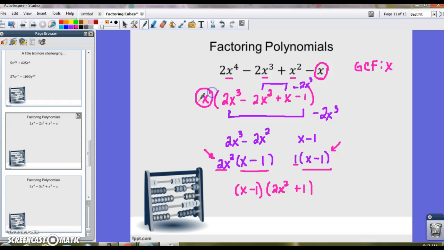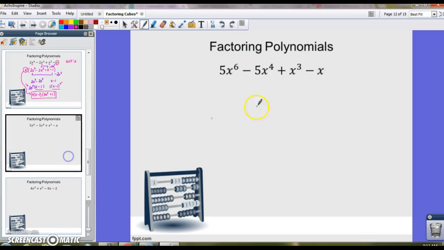Remember, I have to carry that x through because that was the GCF. So I have to put that in. And that is my final answer. I know there's a lot there. I know we did a lot. We're going to do a couple more examples. But I want you to understand what it is that's happening here. You're factoring by grouping. Okay?